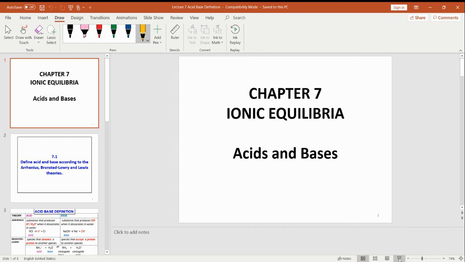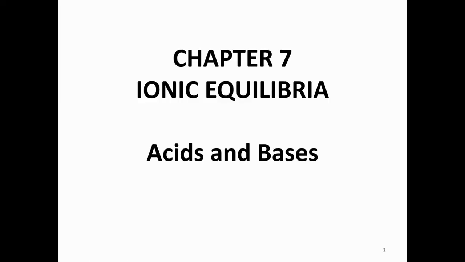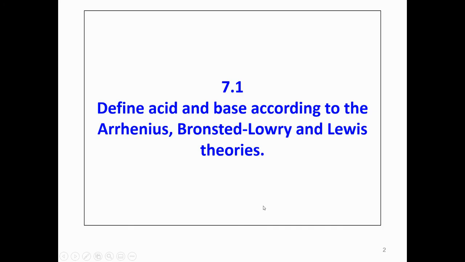Welcome to Chapter 7, Ionic Equilibria, Acids and Bases. Our first objective is to define the acid and base according to the Arrhenius, Bronsted-Lowry, and Lewis theories.